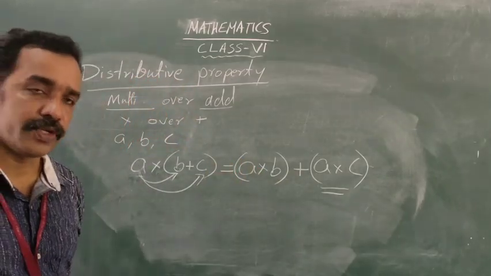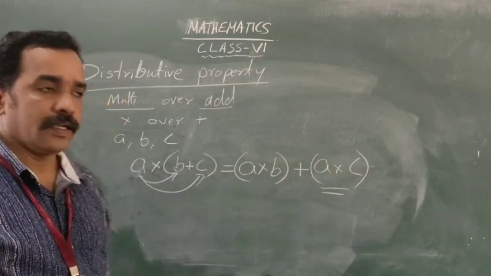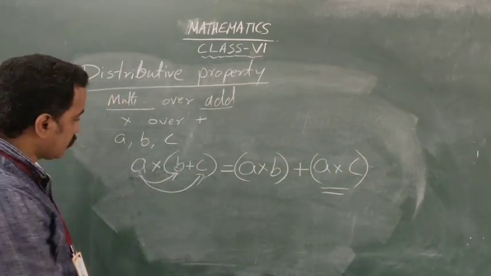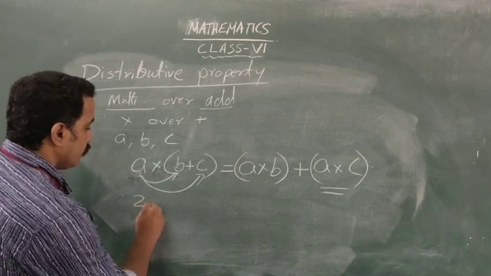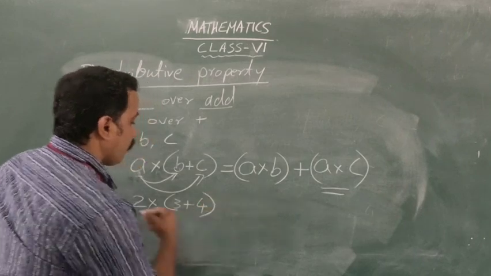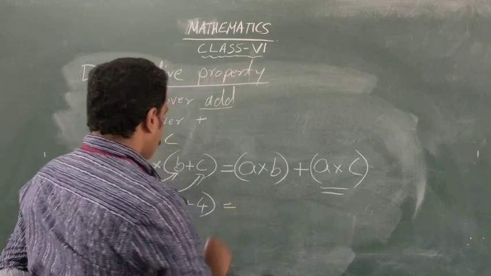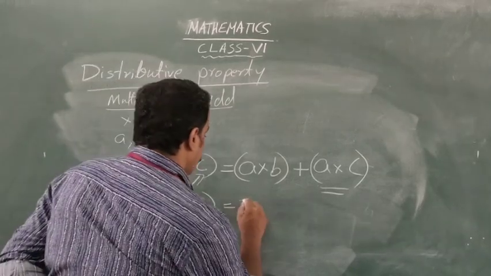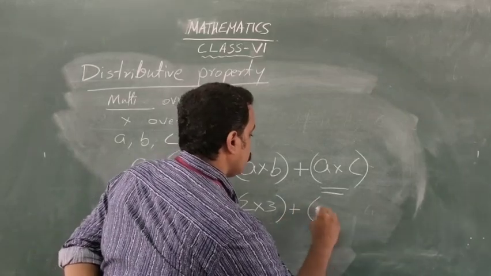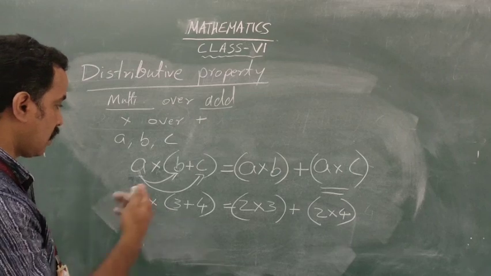That is what is distributive property of multiplication over addition. Now let us check an example. Suppose in the place of a, 2, and b and c are 3 and 4. 2 into 3 plus 4 will be equal to, let us check, 2 into 3 plus 2 into 4. Is it right or not?